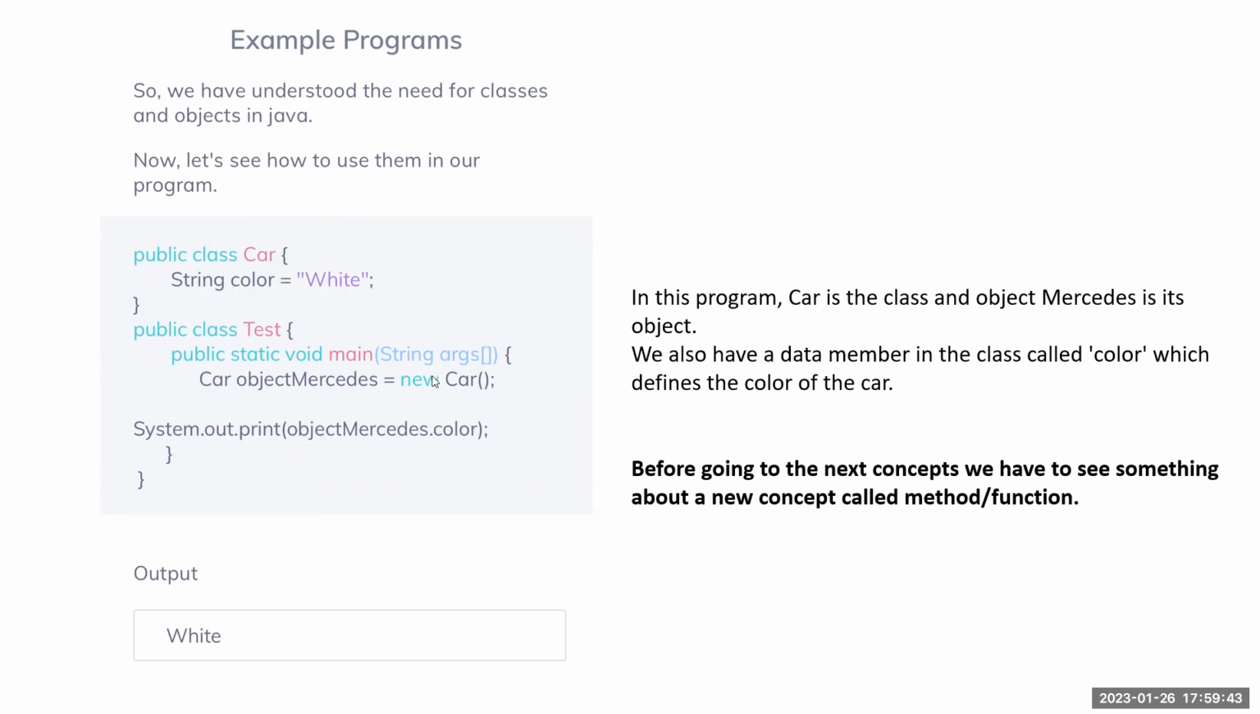So what is the new operator and what is this? I'm going to tell you when I cover the constructor. For now, just keep it aside. Before going to the next concepts like inheritance and polymorphism, I'm going to cover calling a method or function. There are a couple of concepts that we need to cover first, and then we'll go with inheritance and all.